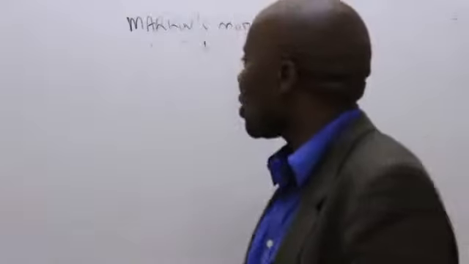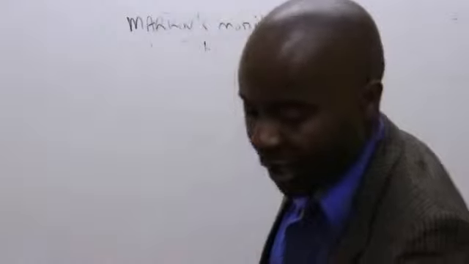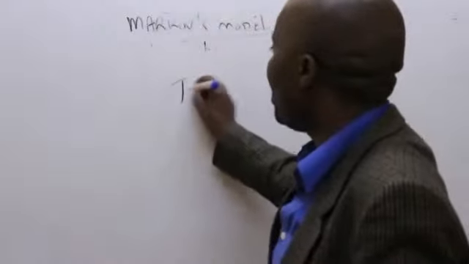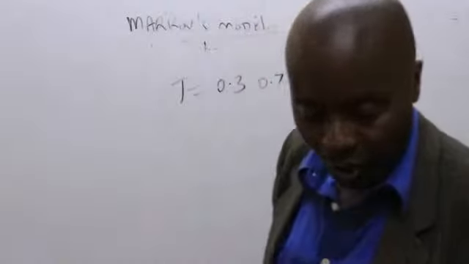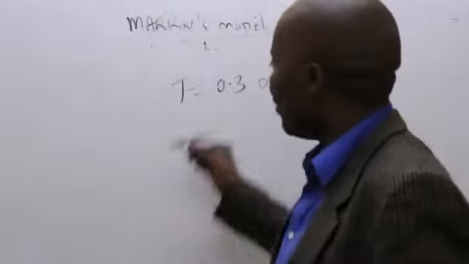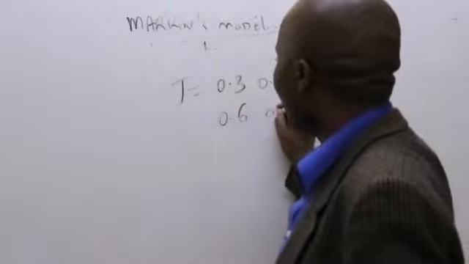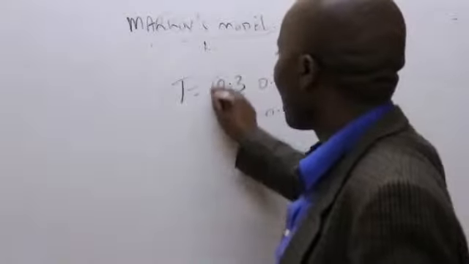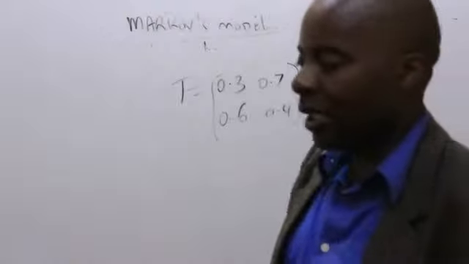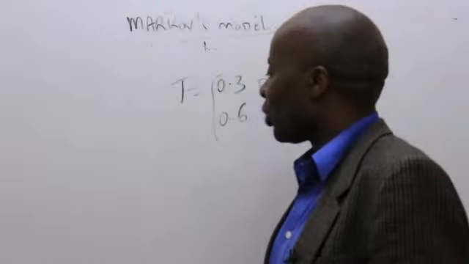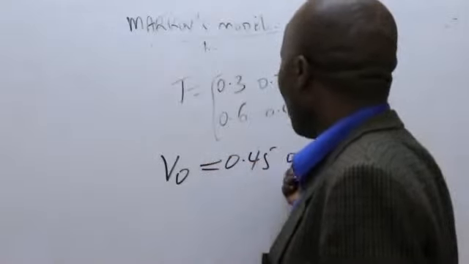So in our illustration, you are given matrix T. We are told here T equals 0.3, 0.7, and then we have 0.6, 0.4, like that. And then, ladies and gentlemen, they have gone ahead to give me the initial vector, where they have told me that vector 0 is 0.45 and 0.55.